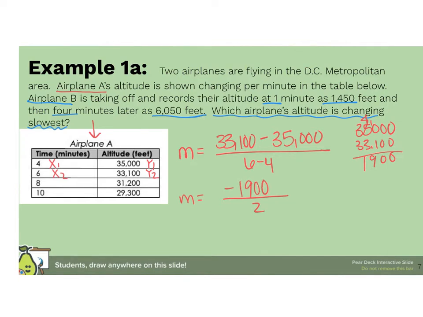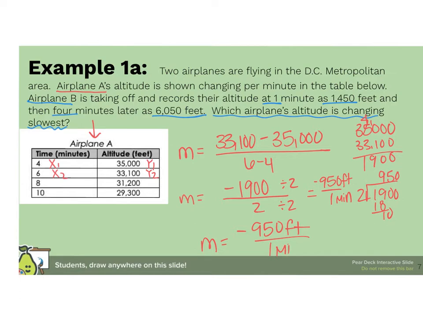I need that to be over 1, so I'm going to divide everything by 2. So 1,900, if I cut it in half, 2 goes into 19 9 times. That's 18. And then, so 950. So negative 950 feet per minute is the first slope. That's how it's changing. Now on the next slide, I'm going to find the slope for airplane B and then compare these numbers.